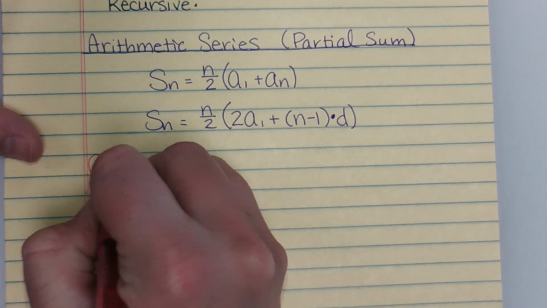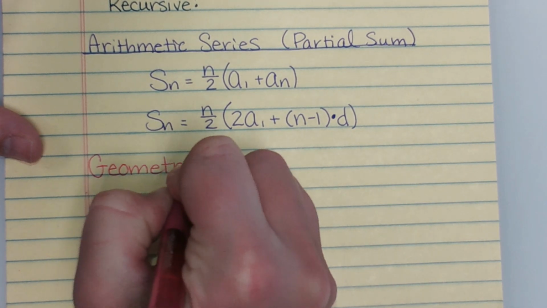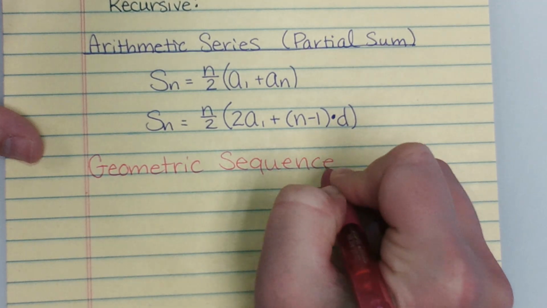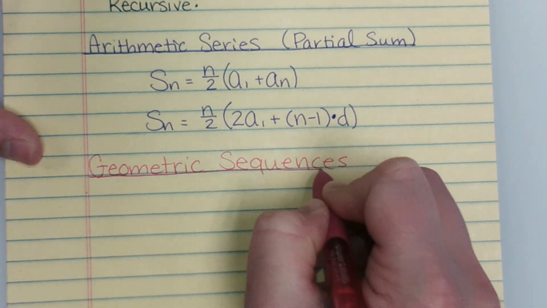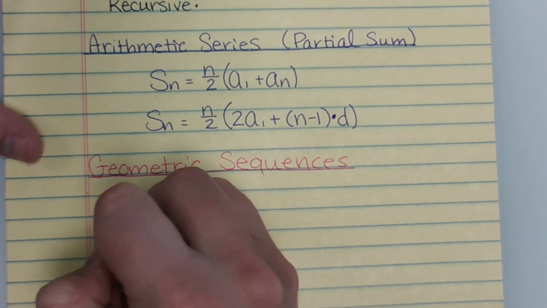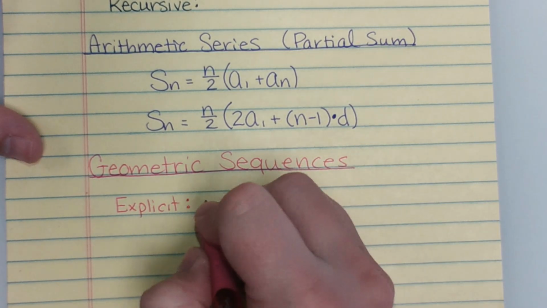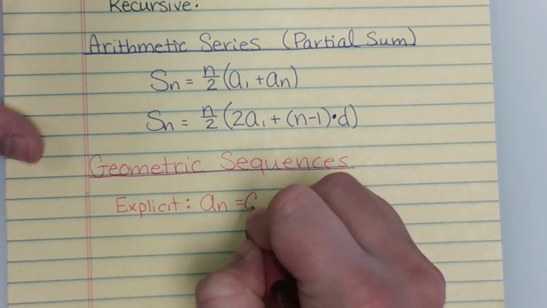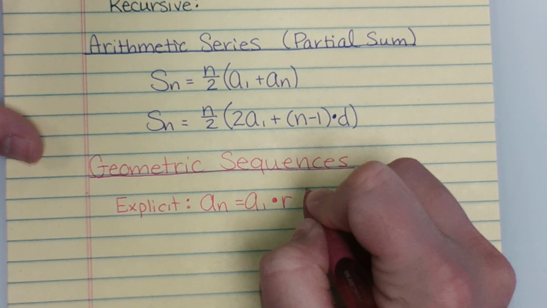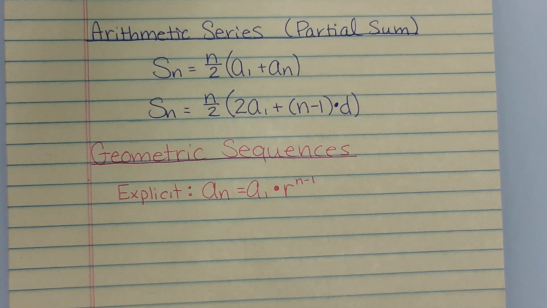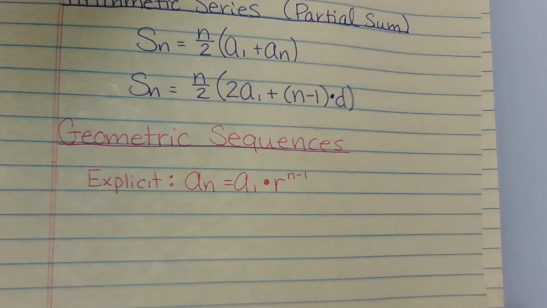And then so far with geometric, we have gotten to geometric sequences. And we have talked about the explicit formula, which is a sub n equals a sub 1 times r to the power of n minus 1. As we go through, we are going to continue to add formulas. So having a sheet that holds all your formulas is going to be something that's helpful.